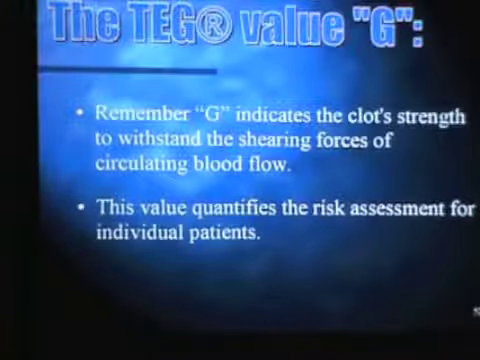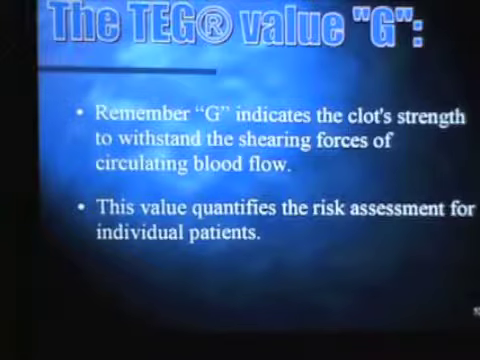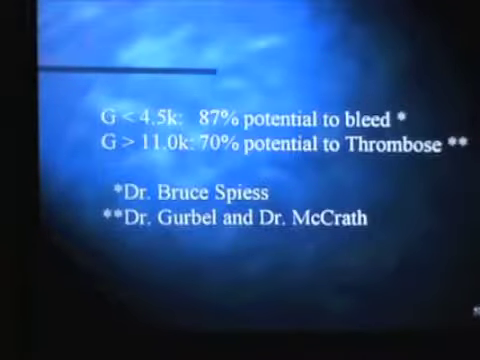Remember the G value. It indicates the clot strength to withstand the shearing forces of circulating blood flow. This value will quantify your risk assessment for individual patients. And again, we've gone over this already. Bruce Spiess and Linda Shore-Lesserson came up with this in their papers, and Gurbel and McCrath came up with this in their papers.